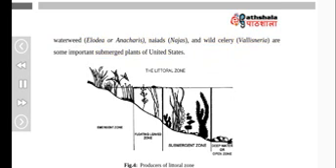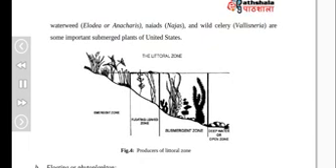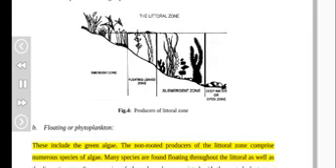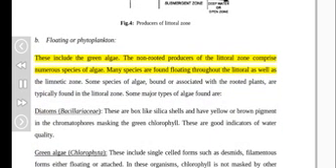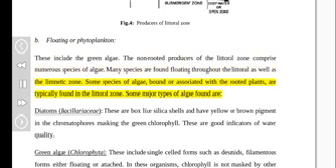B. Floating or phytoplankton. These include the green algae. The non-rooted producers of the littoral zone comprise numerous species of algae. Many species are found floating throughout the littoral as well as the limnetic zone. Some species of algae, bound or associated with the rooted plants, are typically found in the littoral zone. Some major types of algae found are diatoms, Bacillariaceae. These are box-like silica shells and have yellow or brown pigment in the chromatophores masking the green chlorophyll. These are good indicators of water quality.